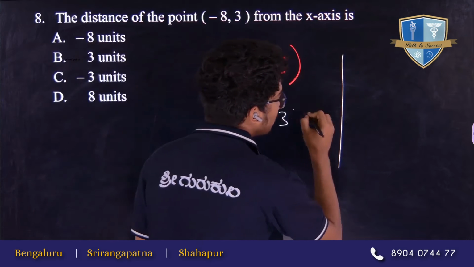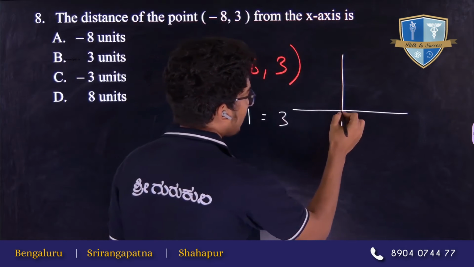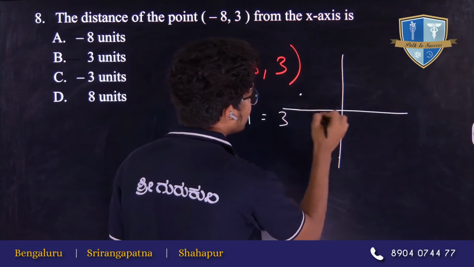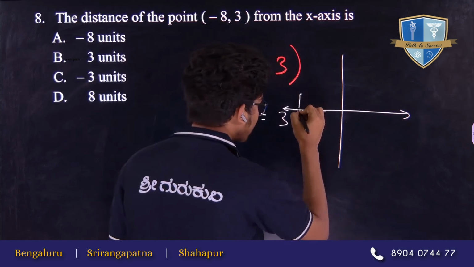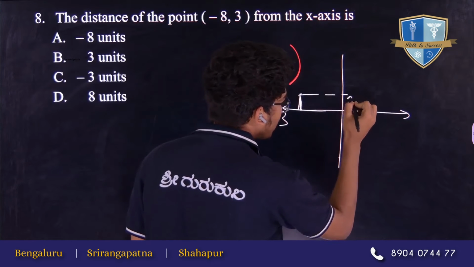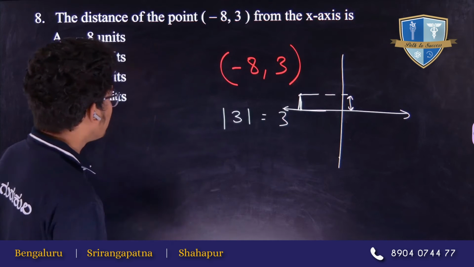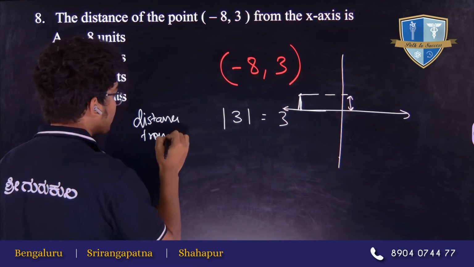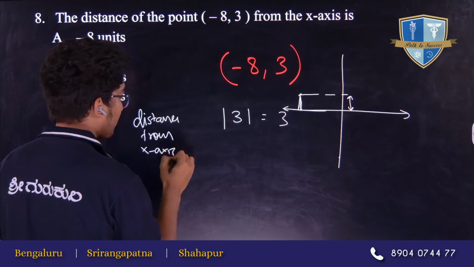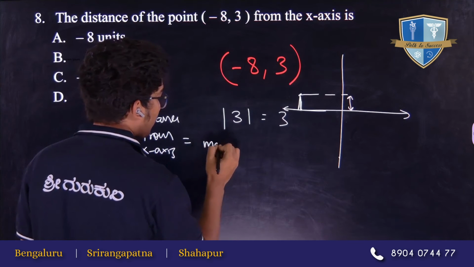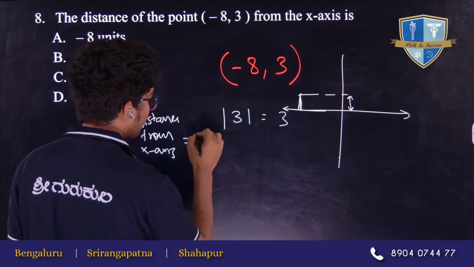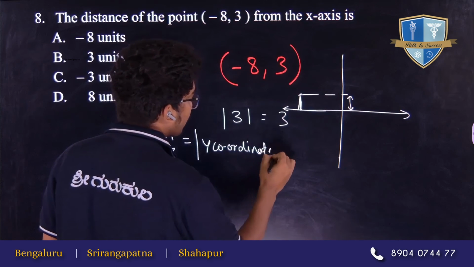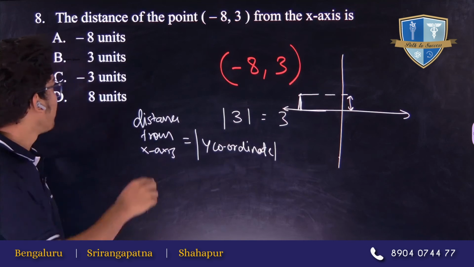How? Let's try to plot it on the graph. So -8, 3: -8 will be somewhere here, and 3 will be here. So the distance from the x-axis, this is our x-axis and this is the distance. This distance is equal to the y-coordinate, right? So that's why the distance from the x-axis is equal to the magnitude of the y-coordinate. So the correct option will be option B.